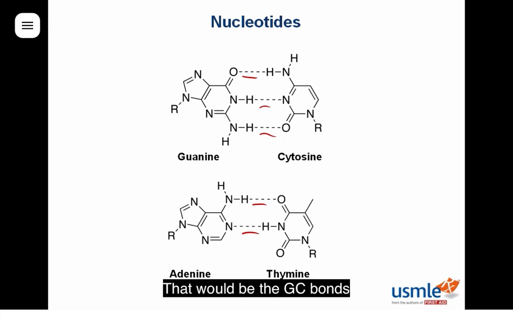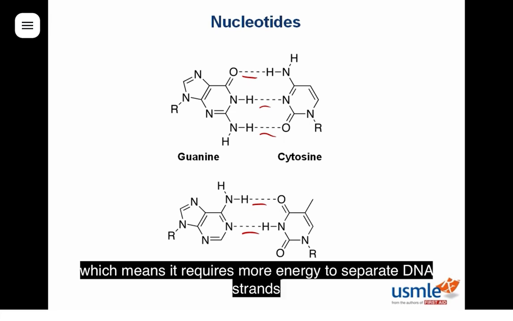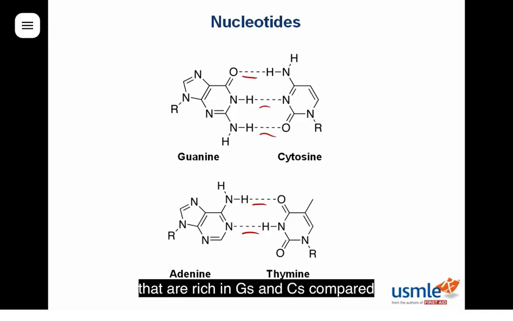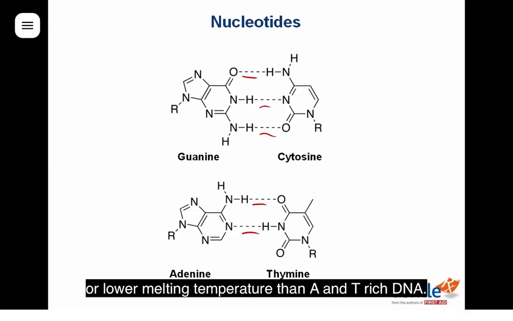That would be the GC bonds, which means it requires more energy to separate DNA strands that are rich in Gs and Cs, compared to those that are rich in As and Ts. This ties into the concept of the melting temperature of DNA, which is the temperature you have to reach to separate 2 strands. DNA is double-stranded at lower temperatures, but as you heat it up, you can get the strands to separate. So would G and C-rich DNA have a higher or lower melting temperature than A and T-rich DNA?